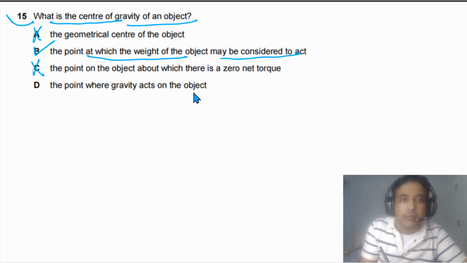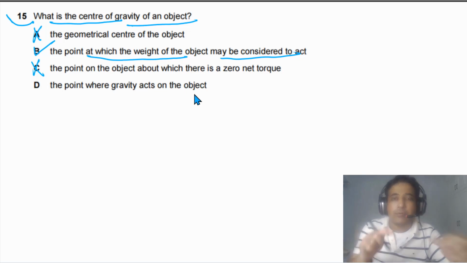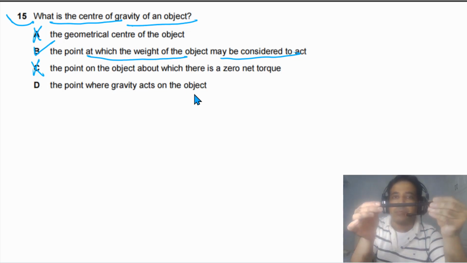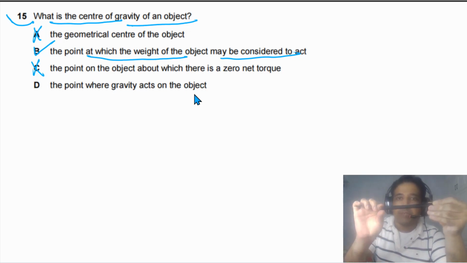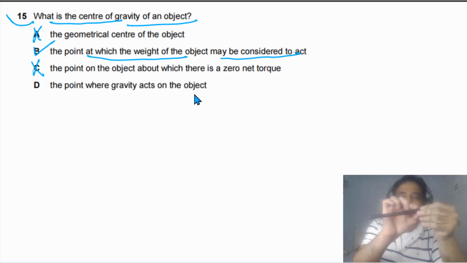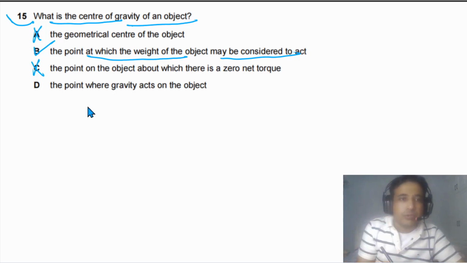The point where gravity acts on the object? No, gravity acts on the object everywhere. For example, if I look at this point, gravity is acting here. Everywhere there is a force of gravity, so this is also incorrect. So the answer is B.